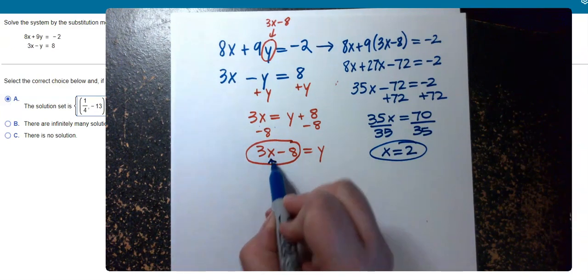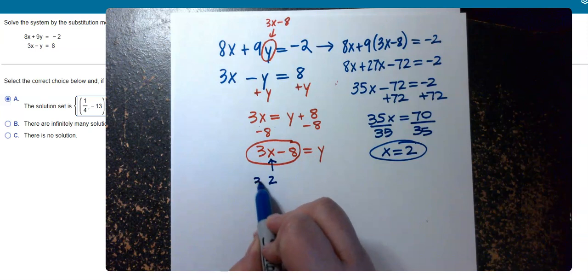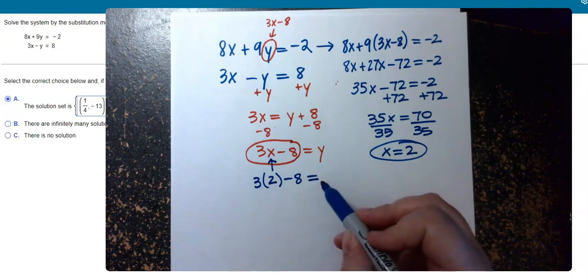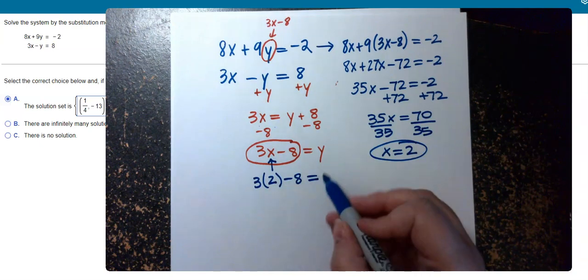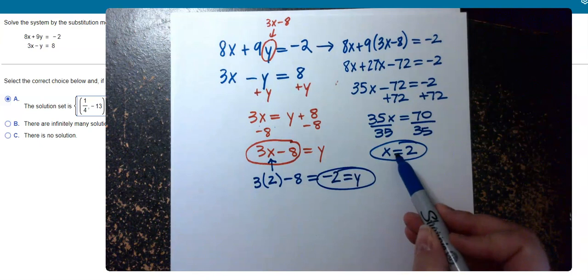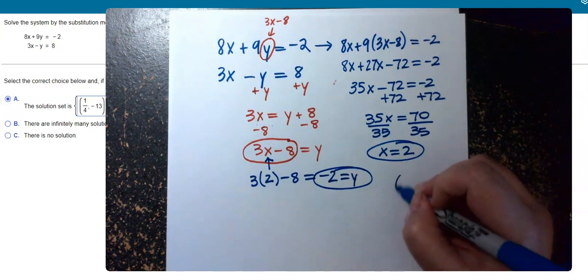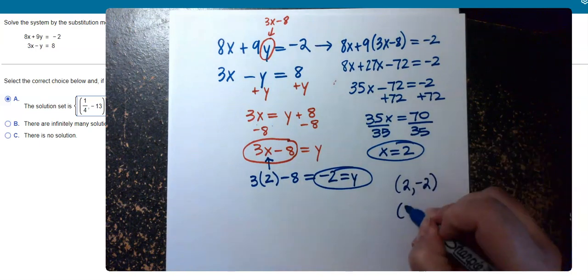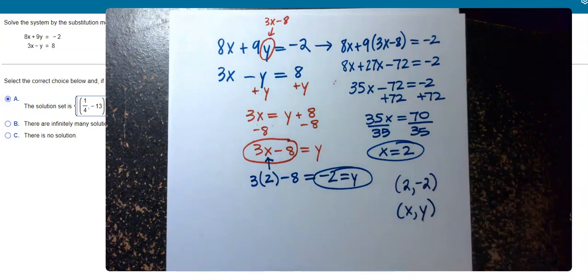Because if I put the 2 in right here, 3 times 2 minus 8 is going to give me y. So 3 times 2 is 6, minus 8 is -2, and that equals y. So these are my values of x and y as an ordered pair. That's 2, -2. It's always x first, then y in an ordered pair.